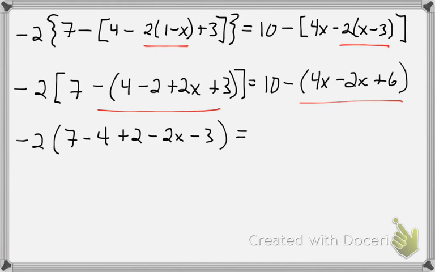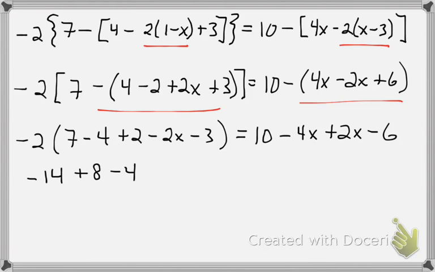And in fact, on the other side, what are we going to do there? Distribute a negative 1. So for the right, that's going to be 10 and then minus 4x plus 2x minus 6. So far, so good. Did we finish our parentheses? No. There's one more set, right? So we're going to do it again. What are we distributing this time? -2. All right, so on the left, you guys tell me what to write. -14 plus 8 minus 4 plus 4x plus 6. You guys agree? Now, we didn't have any parentheses on the other side, so nothing to do there.